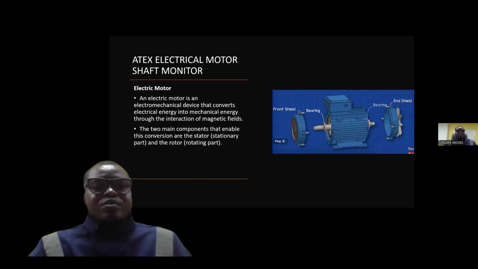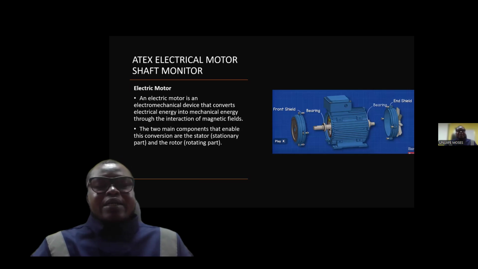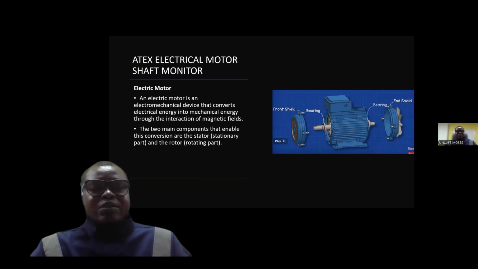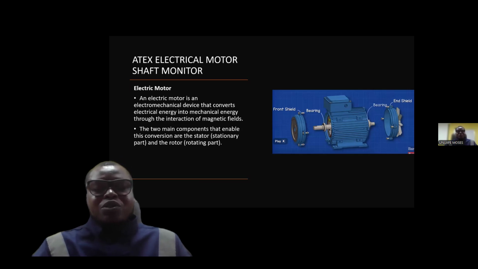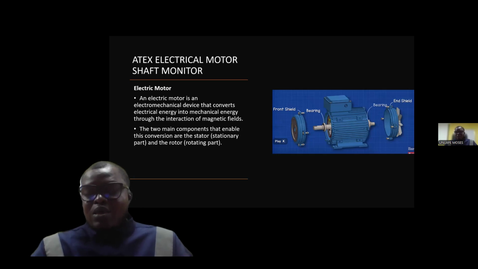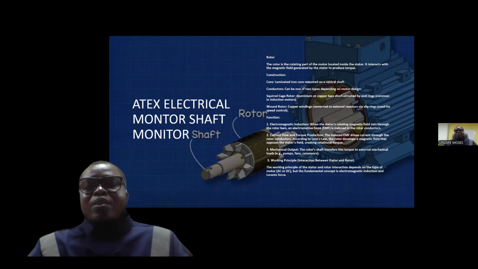As you all know, an electric motor is an electromechanical device that converts electric energy into mechanical energy through the interaction of magnetic fields. And the two main components that enable this conversion are the stator, which is the stationary part, and the rotor, which is the rotating part. I want you to understand that the rotor is a rotating part of a motor located inside a stator, and a magnetic field generated by the stator produces a torque.